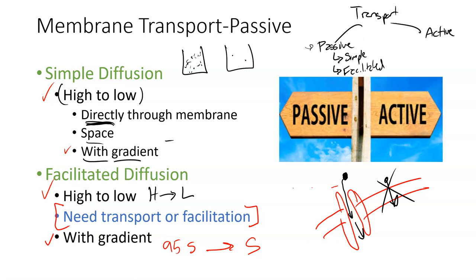So already in our transport, we have passive transport versus active transport. Within passive, we have simple and facilitated. So simple diffusion, facilitated diffusion. There are some similarities between the two, right? With the gradient, high to low, but they do have a big difference as far as simple going directly through the membrane and facilitated needing some type of transport or assistance.